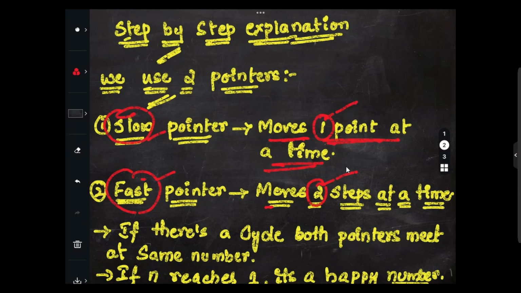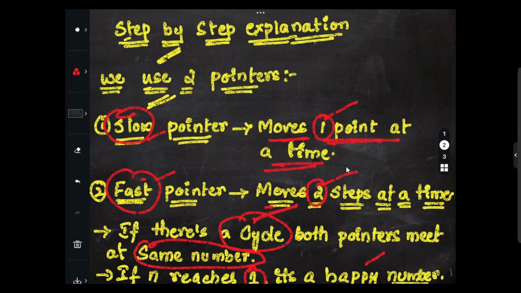If there is a cycle, then both pointers meet at a certain number, right?